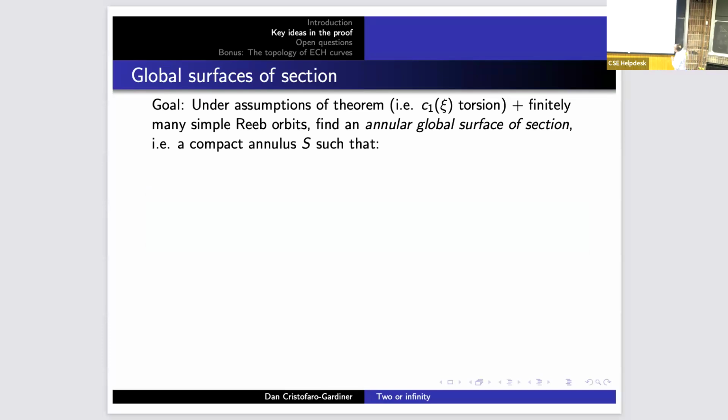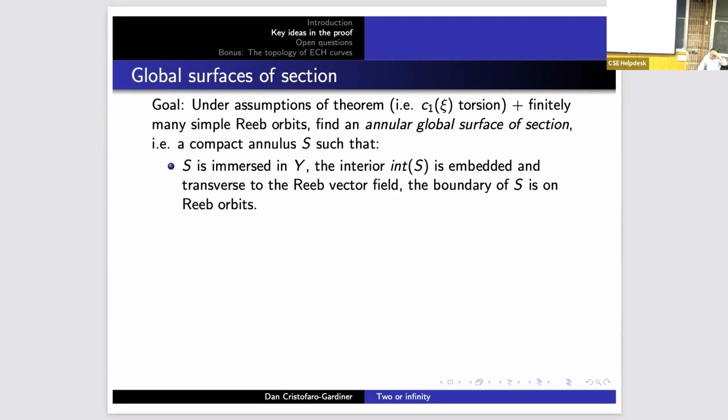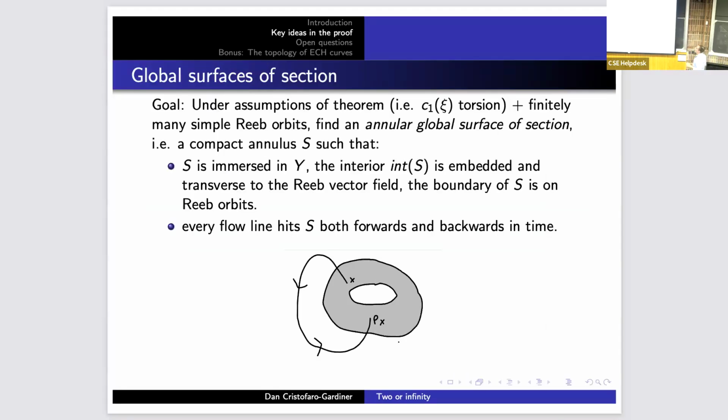So here's going to be our plan. Under the assumptions of the theorem, in other words, that the Chern class is torsion, and if I assume that there are finitely many simple Reeb orbits, I'm going to find what's called a global surface of section for the flow. So let me just draw you a picture. Here is a picture of an annular global surface of section for the flow.